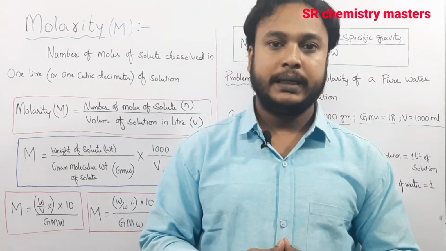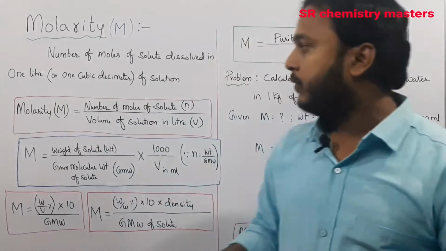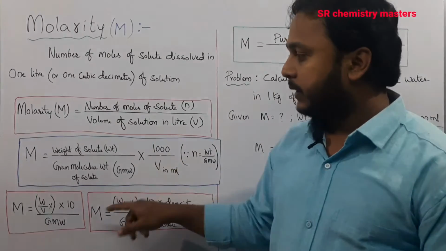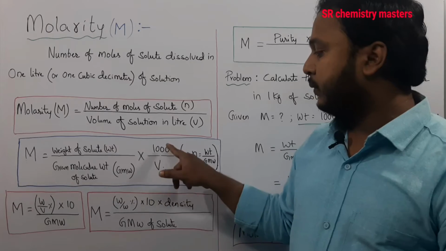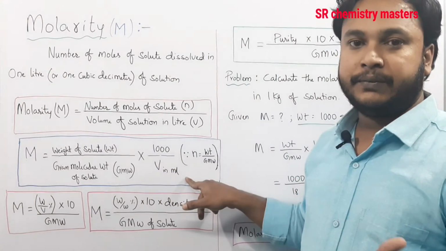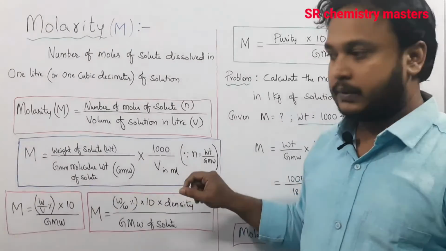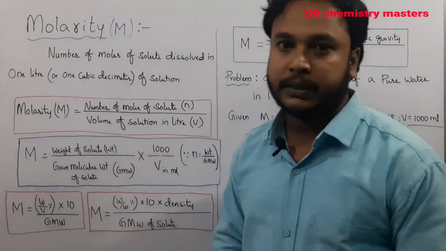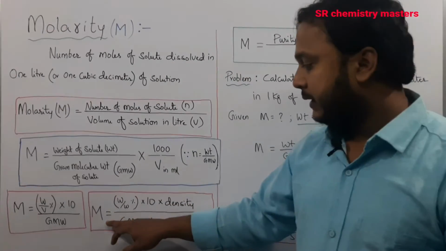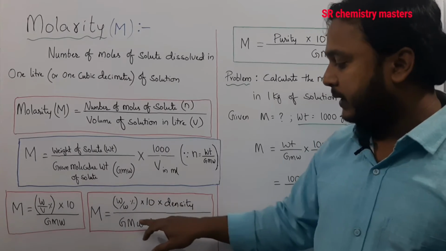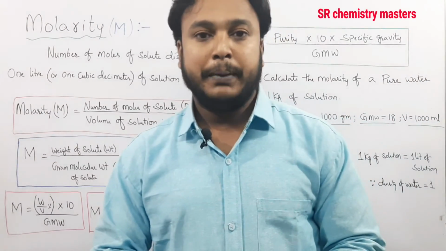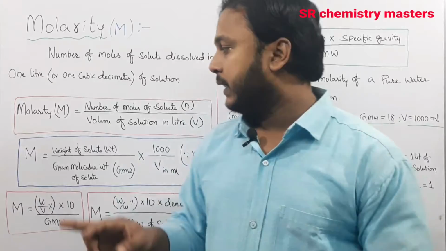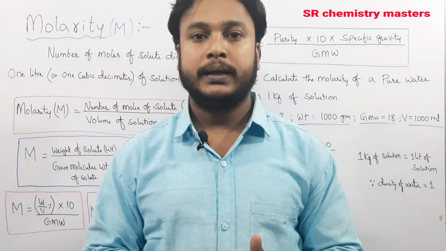In order to find out the molarity of different solutions, you can use many formulas which are given here. The first formula is molarity is equal to n by V, or else molarity is equal to weight by gram molecular weight into 1000 by V in ml, or if it is in liters, it is 1 by V in liters. And you can use molarity is equal to mass percentage into 10 by gram molecular weight, or else molarity is equal to mass percentage into 10 into density by gram molecular weight of solute. Based on the values given in the question, you can take any formula given here and substitute the values in order to get the molarity.